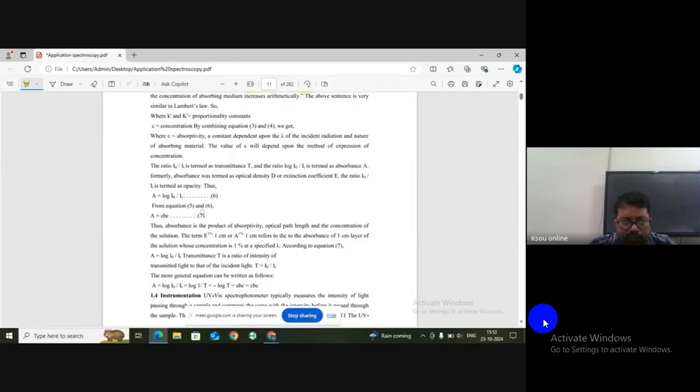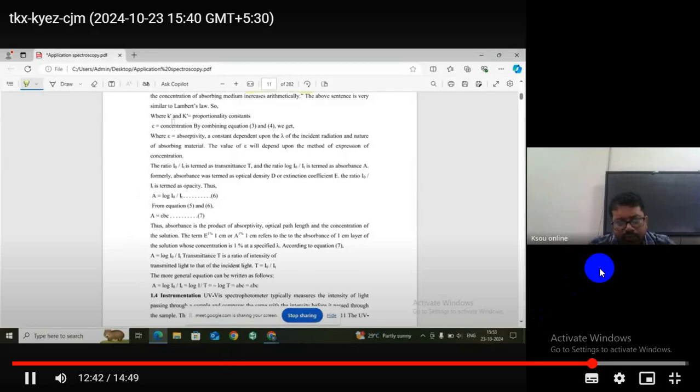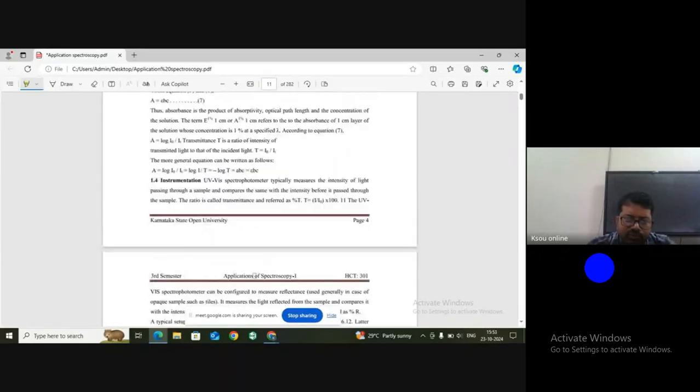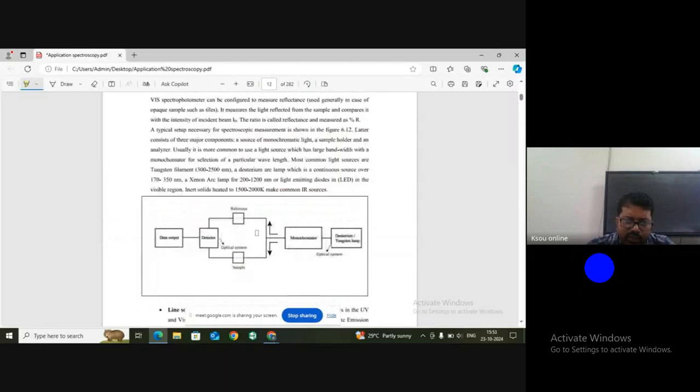So from equations 5 and 6, A is equal to epsilon r bc. From combining all the equations, finally A is equal to log I0 by It, that's equal to log 1 by T, which is the transmittance. If we change this logarithm, A is equal to minus log T, and A is equal to epsilon r bc.